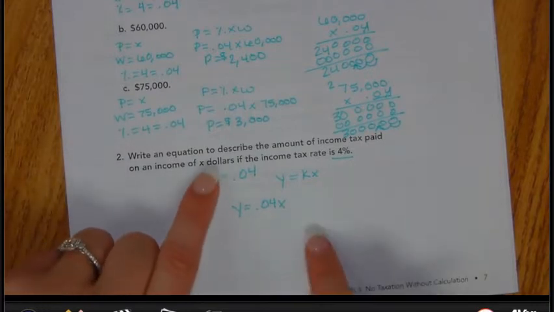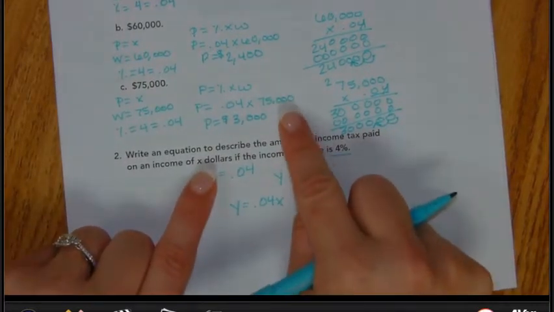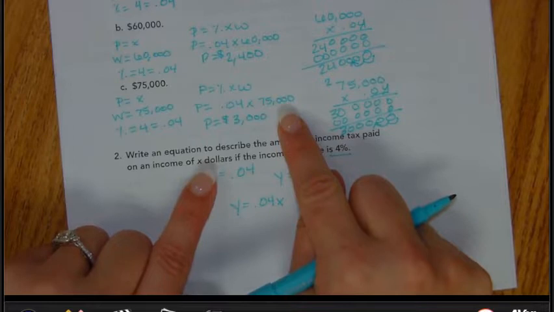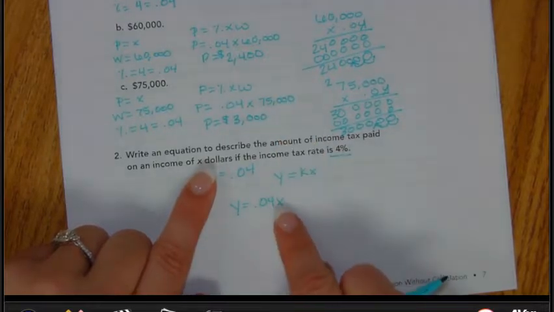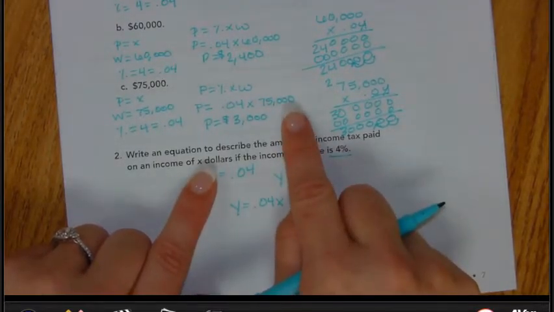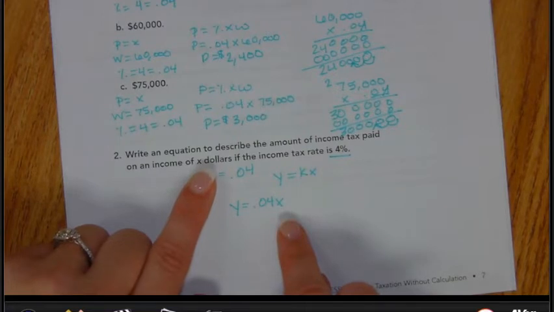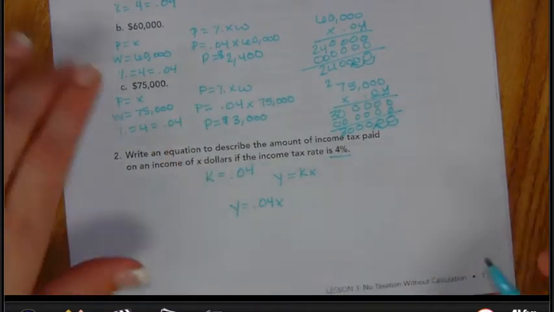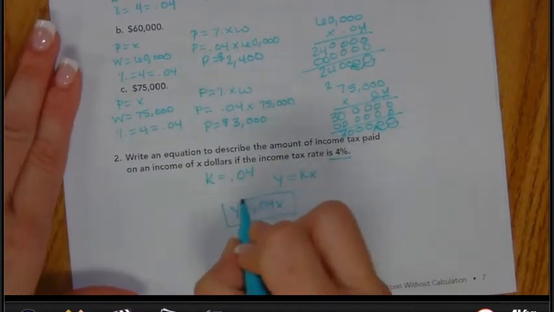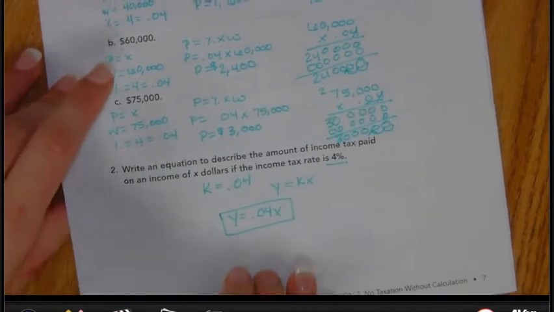Where X is the number of dollars of income, which, for example, if we made $75,000, we're going to plug it in for X, which is the same thing as doing 75,000 times 0.04. This is the same thing, 0.04 times 75,000. So there's our equation.